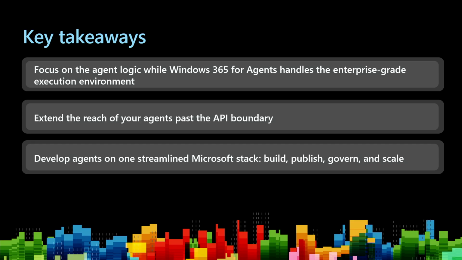Three, build on the one streamlined Microsoft stack. From MCP Server to Agent 365 to Intune and more. Build, publish, govern, and scale on tools your organization already trusts. That's Windows 365 for agents.